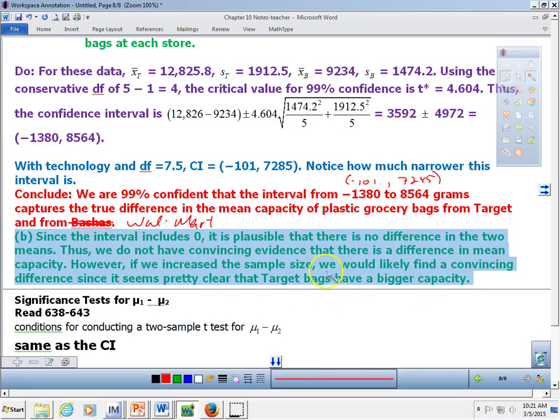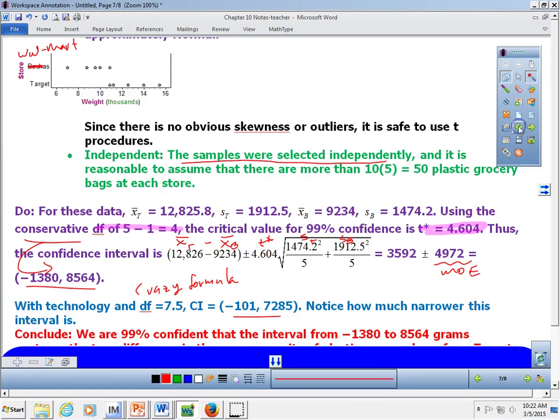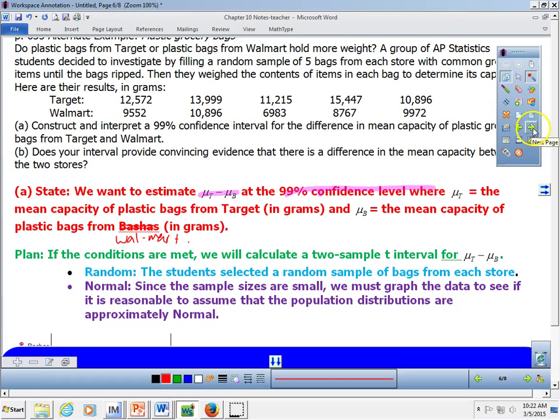Now, what did that last sentence come from? Okay? Don't know that it's pretty clear that Target bags have a bigger capacity. Okay? The data suggests it. Okay? But I think this last sentence gets you into a little bit of trouble. I don't think anything's pretty clear. Not when your confidence interval contains 0. Now, maybe a bigger sample size will provide that evidence, but we have to be a little bit careful about how we talk about that. Okay?